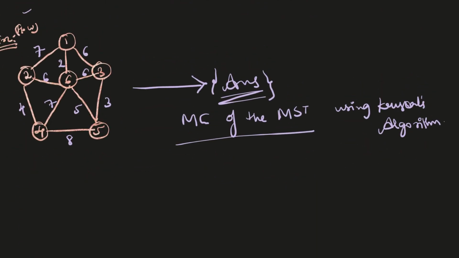Do solve it and give me the minimum cost that comes out from the following graph of the minimum spanning tree using the same Kruskal's algorithm, and comment down your answer below.